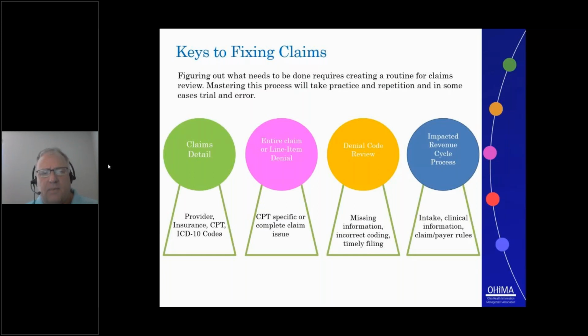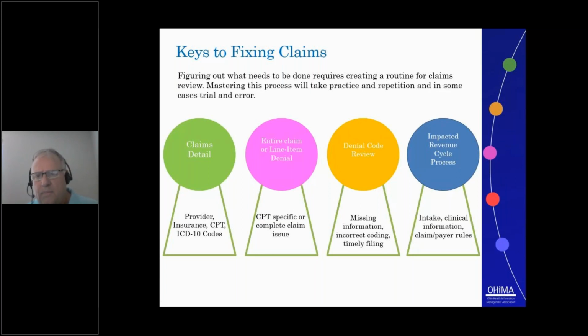Let's talk about the keys to fixing a claim. Once you have received the denial from the payer on an explanation of benefits or remittance advice, it will be important to start the denials management process, which is a lot easier than you think. To understand the reason it was denied, you must first understand the claim itself.